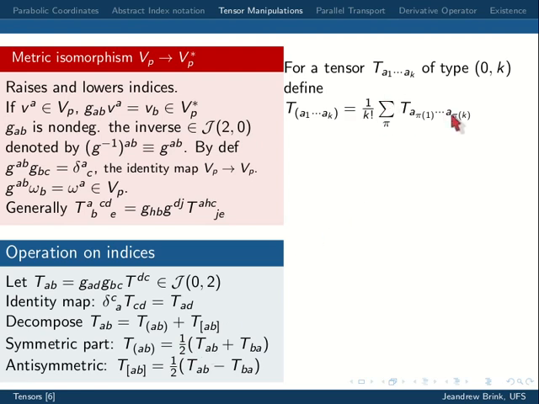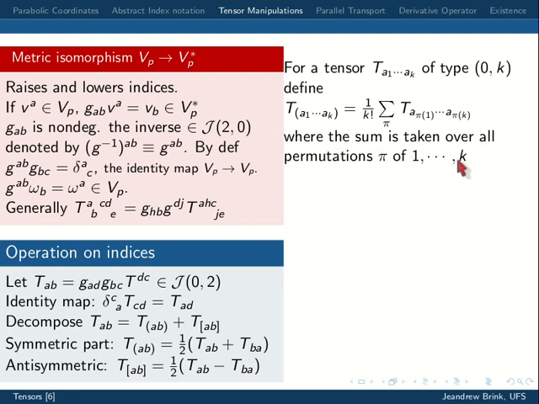And this is exactly what I've done over here. So T, A, B to K, what it means is the sum of 1 over K factorial, which is basically the number of possible permutations of these indexes, of T with a given permutation. What this expression means is basically the sum over all the permutations pi of 1, 2, 3, 4 all the way to K.